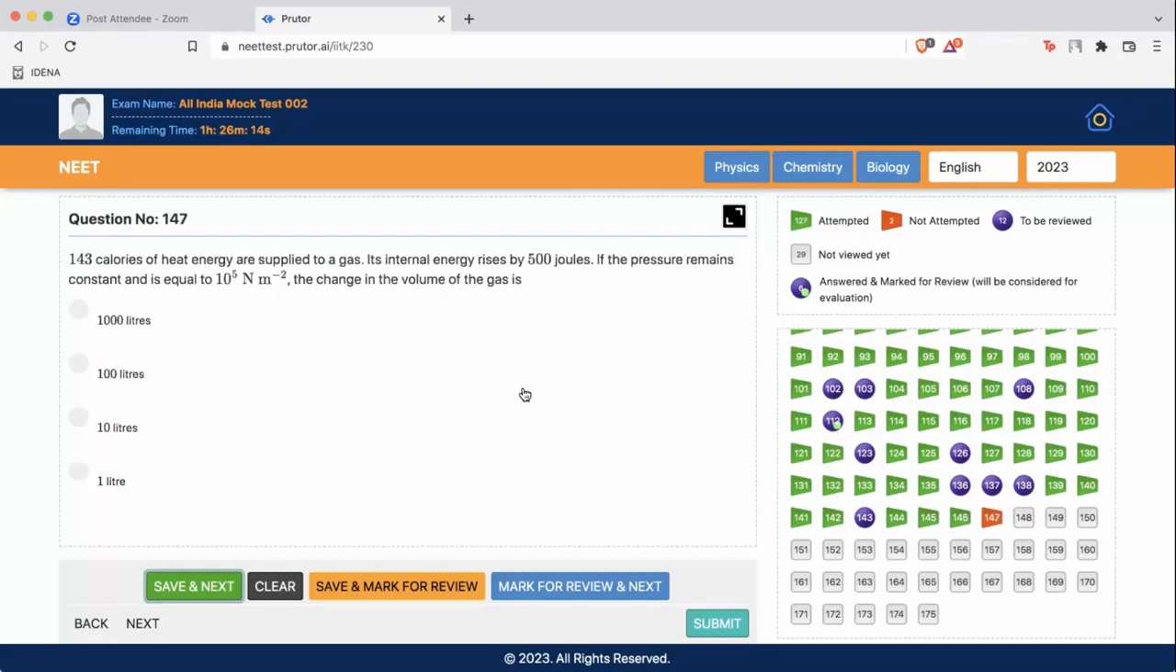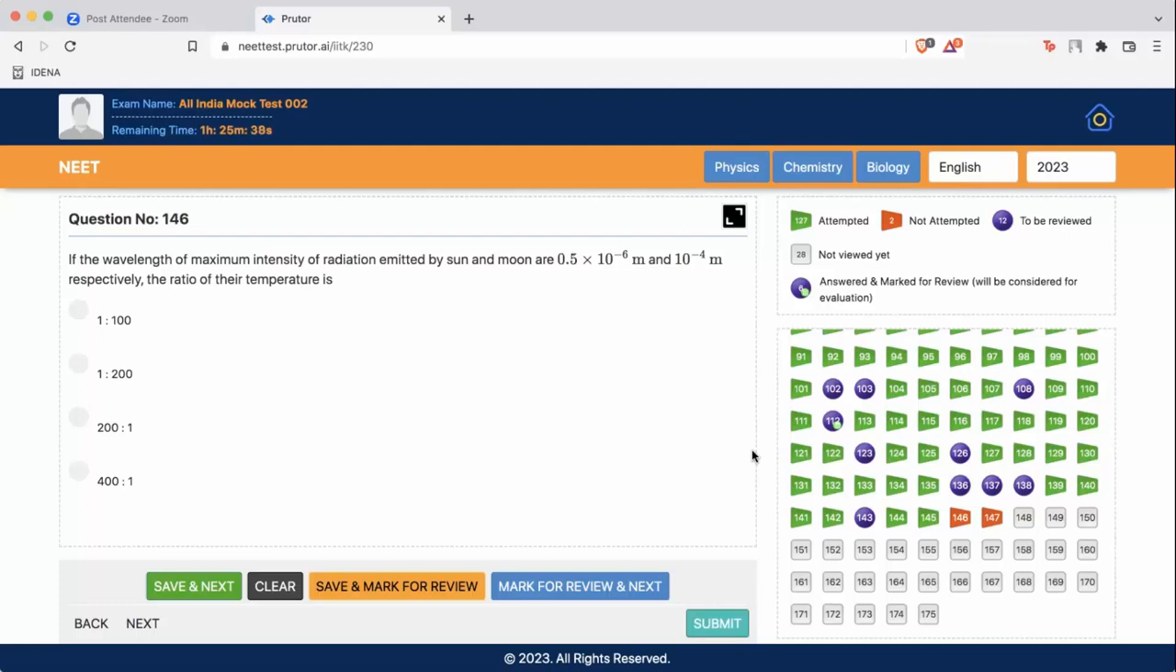The next one. The wavelength of the maximum intensity of radiation emitted by the sun and the moon, the ratio of temperature. Lambda is inversely proportional to 1 by T. So according to that, we have to answer the question here. So lambda of sun by lambda of moon, that is TM by TS. Sorry, lambda M by lambda S.